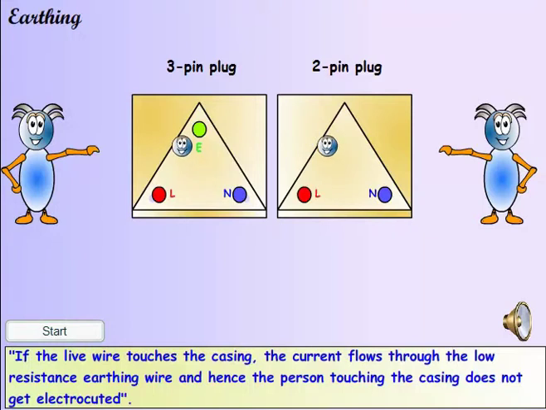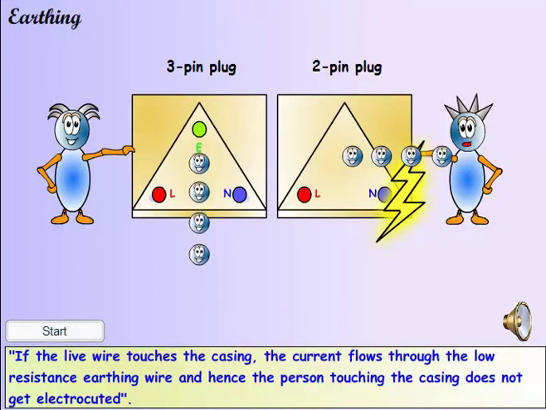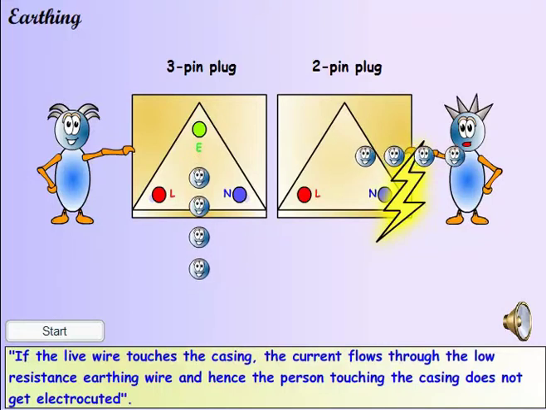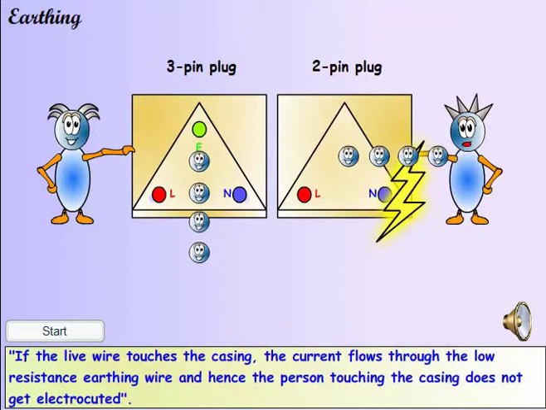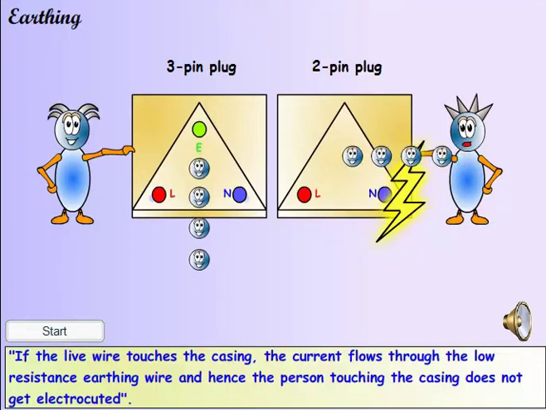Earthing is a safety device used to prevent shocks during leakages. The earthing wire is low resistance, so a high current can flow through it. The casing is connected to the earthing pin in a 3-pin plug. If the current leaks to the casing and you happen to touch it, without earthing, you would receive a shock as all the current would pass through you. With earthing, the leaked current would pass through the earthing wire into the ground.